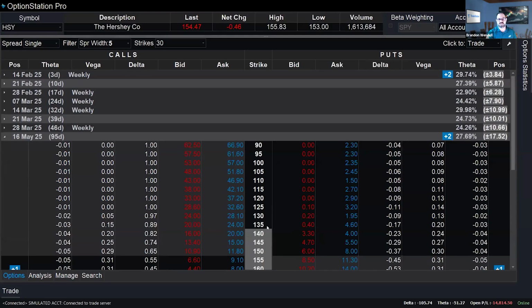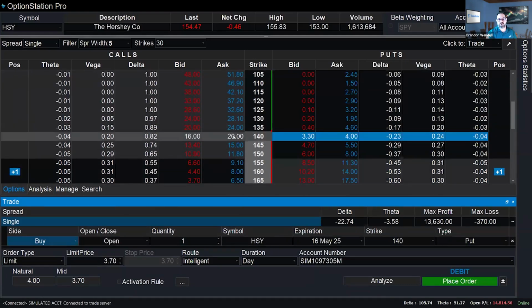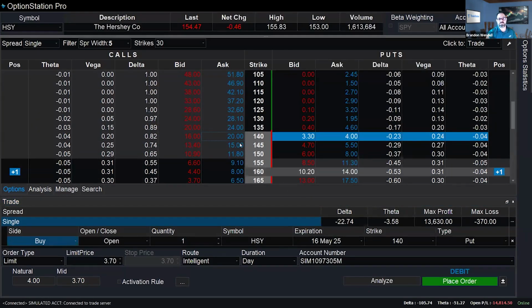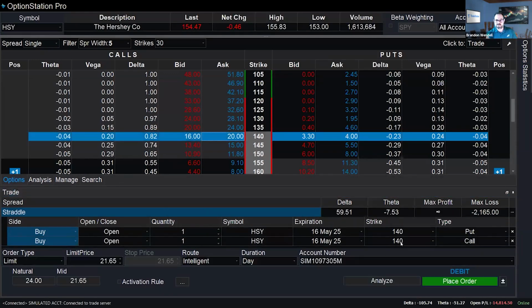So again, if I do this where I go, let's say long on the 140 put and long on the 140 call, if it lets me, there we go. There we are. Is that right? Yeah, there it is. So a long call, long put, and the delta, not necessarily neutral.